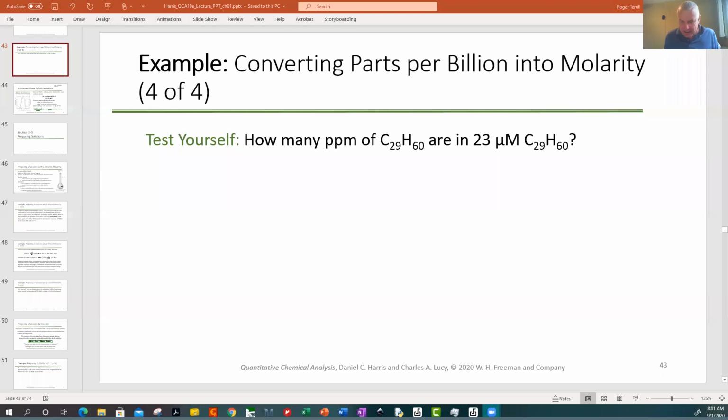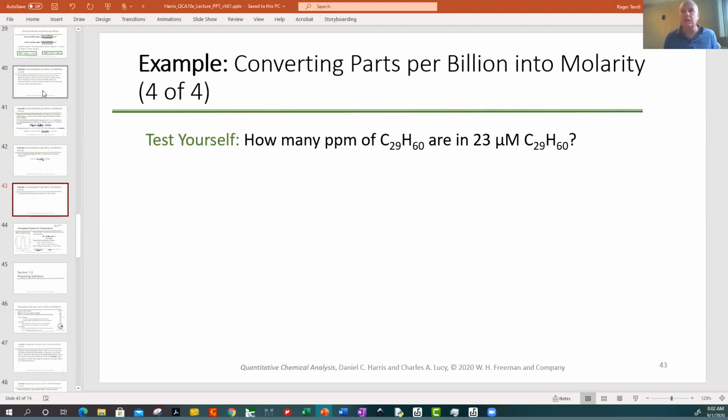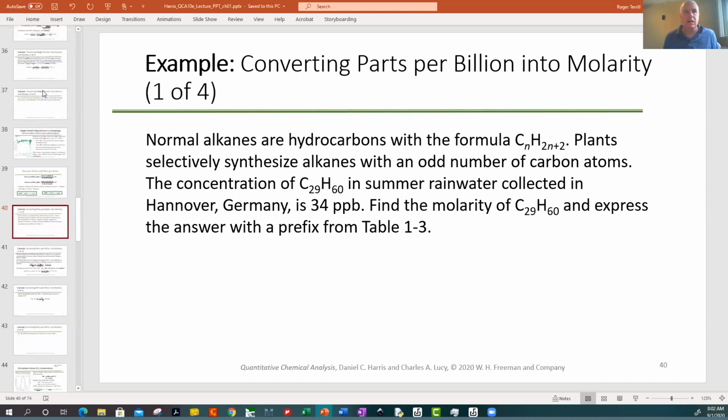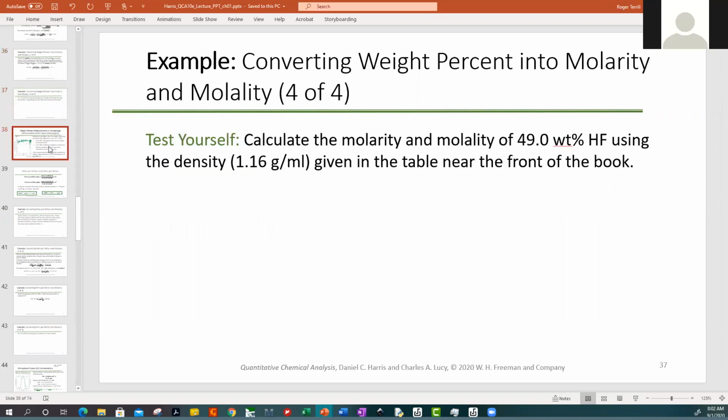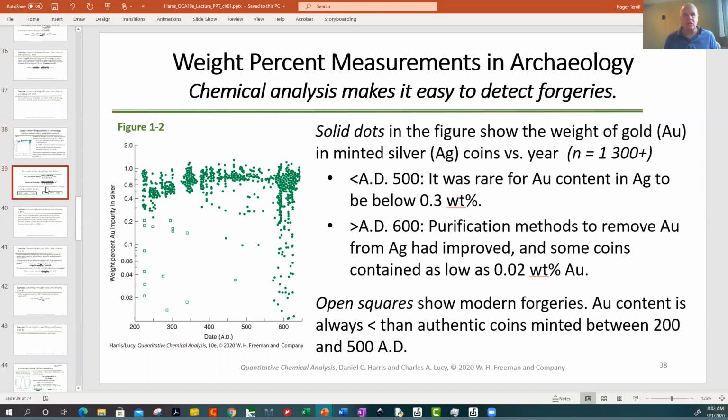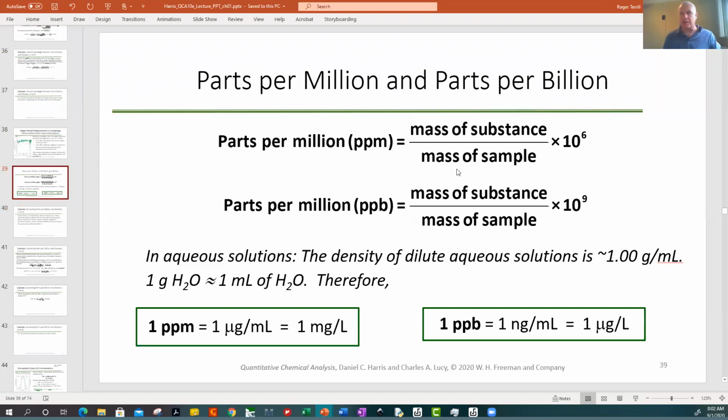let's see here. Okay. So parts per billion, parts per million, and stuff like that. Let's go over them real quick. The idea here is that ppm, ppb, etc. are just mass over mass, basically. This is a simple example. So yeah, it's mass over mass, mass of substance over mass of sample, right?